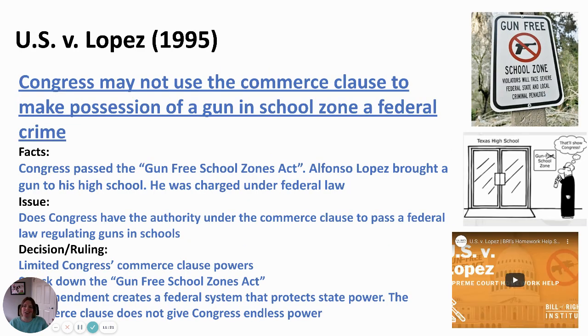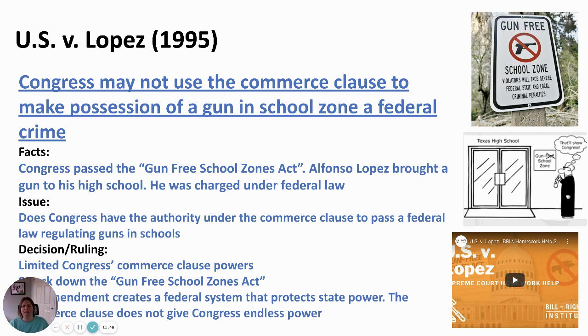Okay, so what's the other case relating to federalism? This is U.S. v. Lopez, which said that Congress may not use the Commerce Clause to make possession of a gun in a school zone a federal crime. So what are the facts around this case? Basically, Congress passed a federal law called the Gun-Free School Zones Act. And it basically said that you couldn't carry a gun within 150 feet of a school, basically.